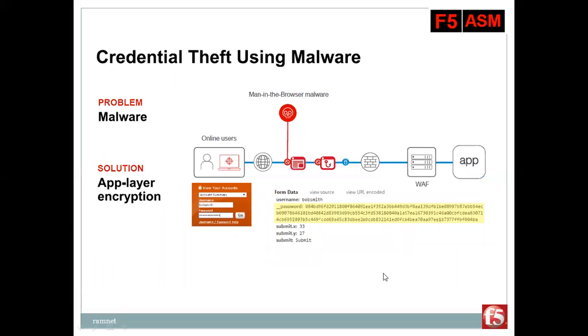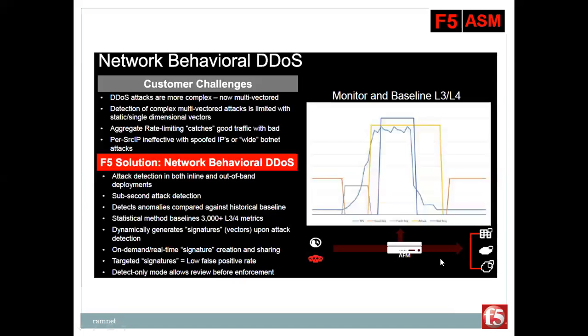Credential theft using malware. The problem is malware, so we do application-layer encryption. We will be doing some kind of encryption on this one. With that encryption only, it is getting decrypted on the ASM, and then only the people will be able to log in. If a person is trying to attack, he will be coming without the encryption, so he will be removed from that. He will not be able to get into that.